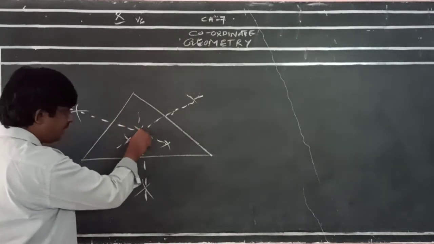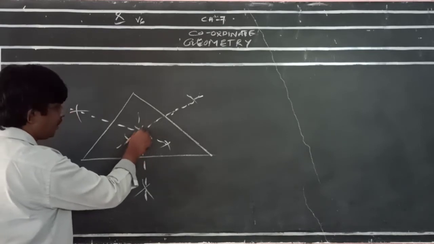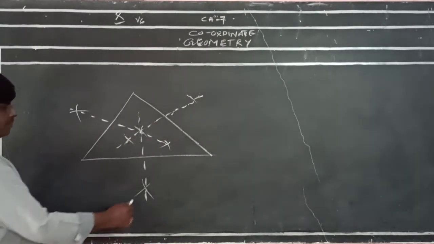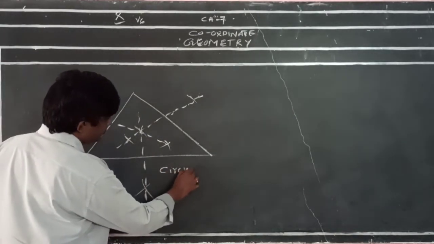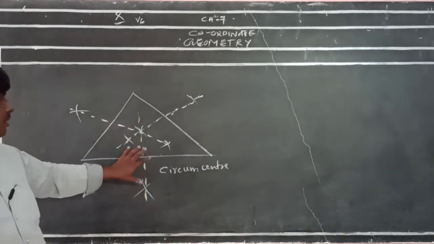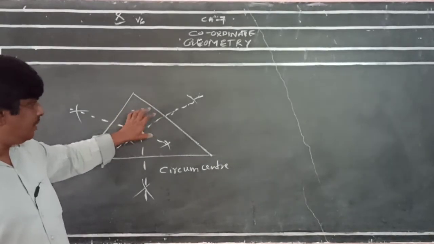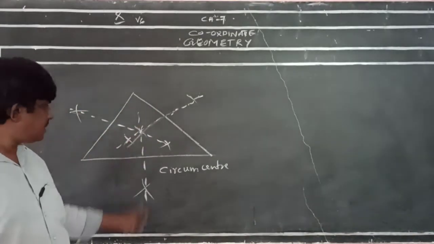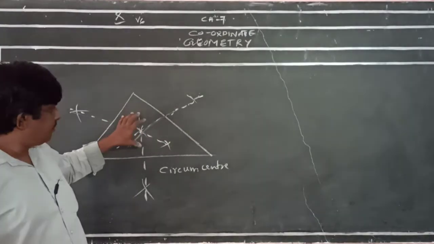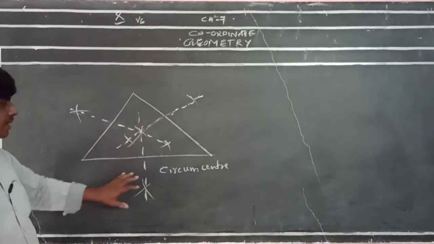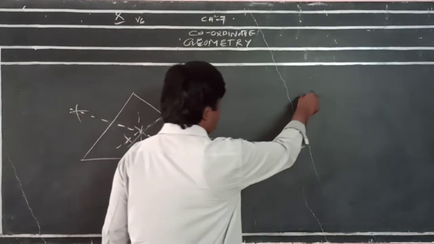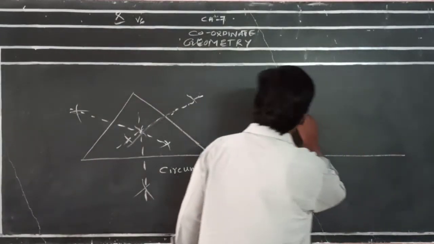Therefore, this point of intersection, the point of concurrence, is nothing but the circumcenter. The point of concurrence of the perpendicular bisectors of the sides of the triangle is nothing but the circumcenter. Suppose we take a triangle like this.